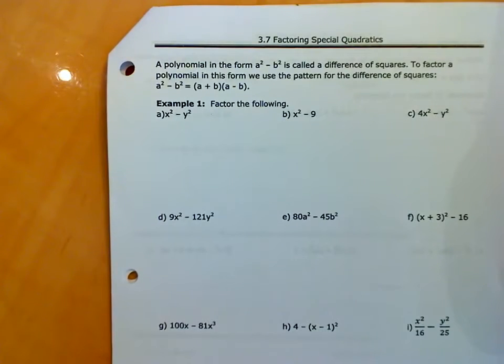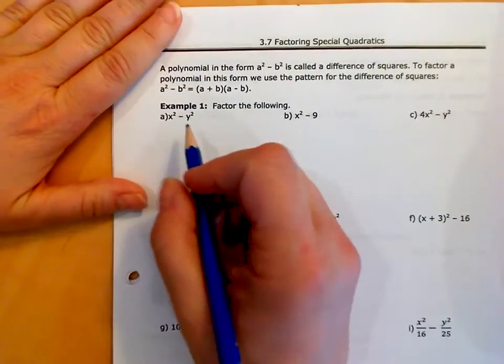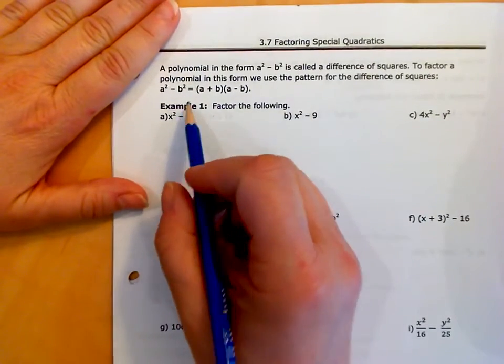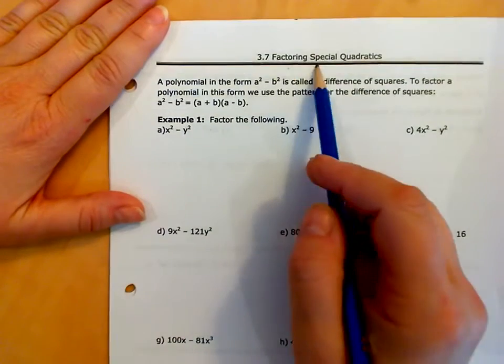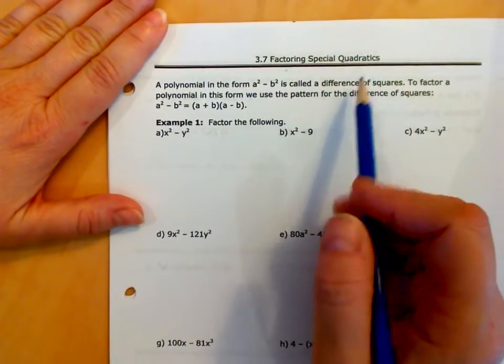So previously we had multiplied out special binomials or perfect square trinomials, and now we're going to have the answer, and again we're going to factor to get the question of multiplying out. So here we go. There are two special quadratics.